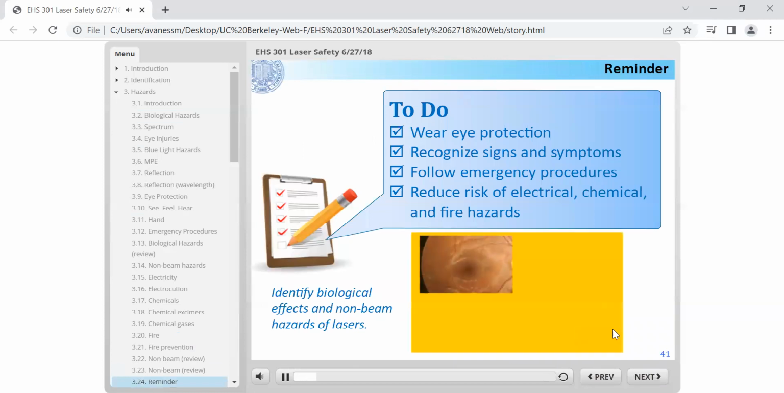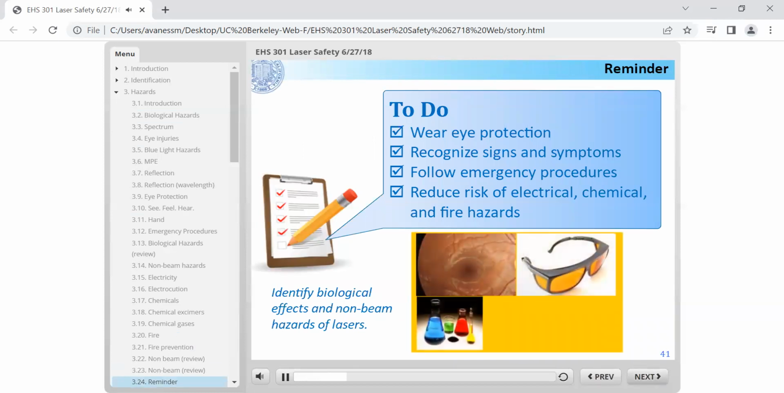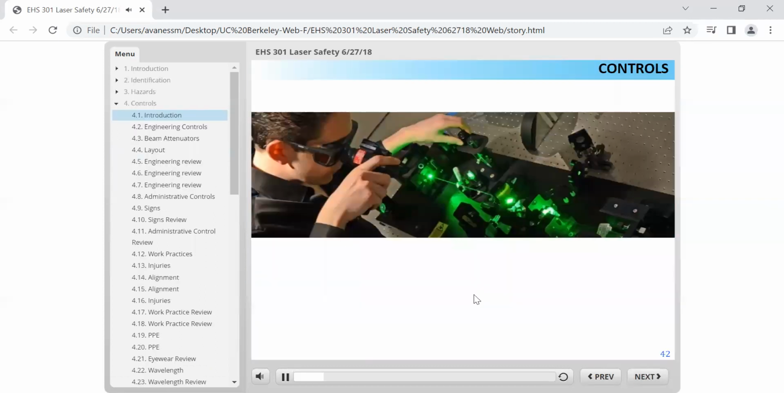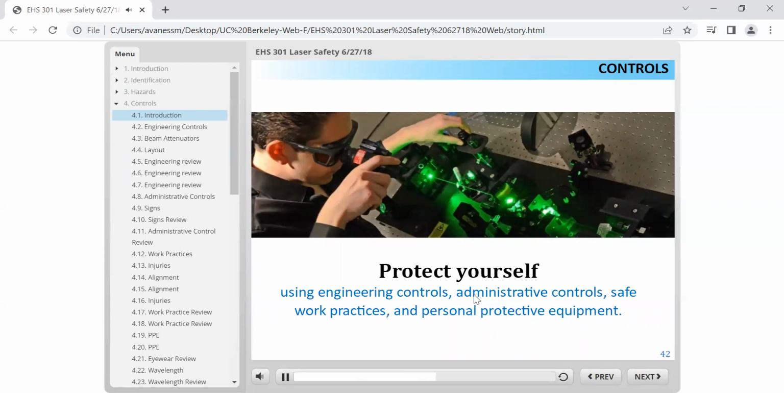In summary, remember to identify biological effects and non-beam hazards of lasers. This includes wearing eye protection, recognizing the signs and symptoms of injury, following emergency procedures, reducing risk of electrical hazards, avoiding chemical, liquid, or gas exposure, and preventing fire. By the end of this module, you should be able to implement ways of protecting yourself.